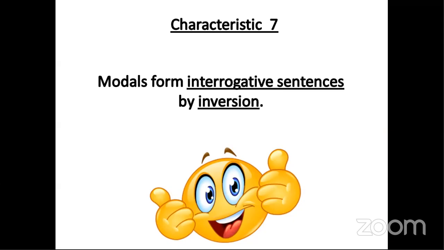So how do I form an interrogative sentence? If I'm given a sentence with a modal verb, just put the modal verb first, and then it becomes an interrogative sentence. If you remember the example of, can I play the guitar at this school fest? Where was the modal verb? It came first, right? So with inversion, I can form an interrogative sentence. Modals form interrogative sentences by inversion.